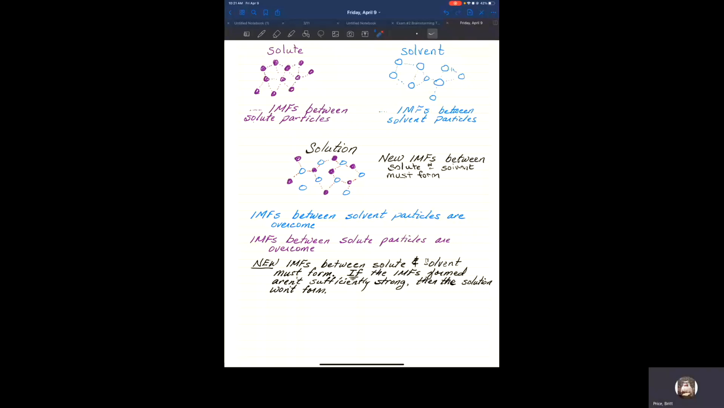Okay, so the key thing is we're overcoming IMFs within the solvent, overcoming interactions between the solute, and then we are making new IMFs. If the new IMFs aren't strong enough, no solution. Or the solubility will be really low. Not a lot of the solute will dissolve into the solvent. So that is an alternative.